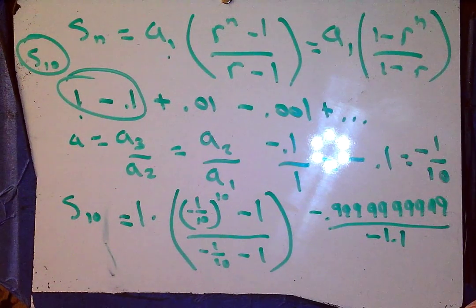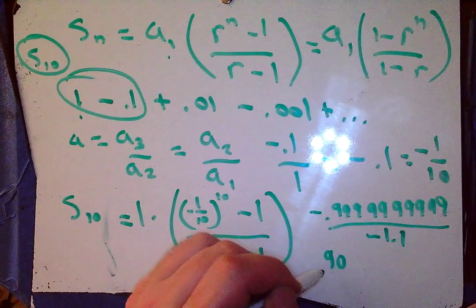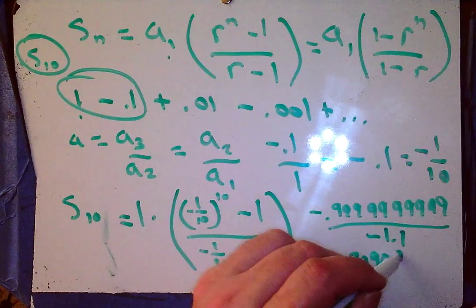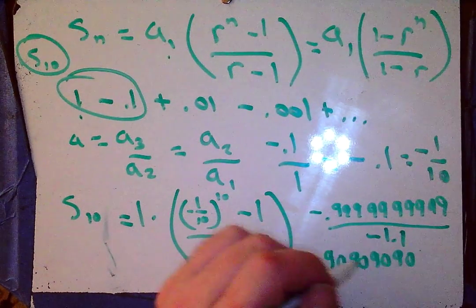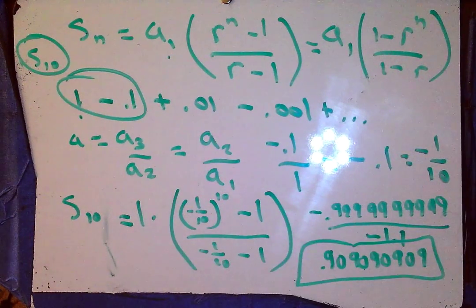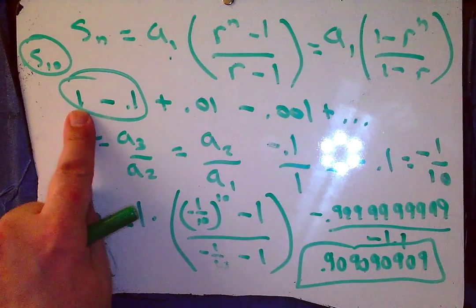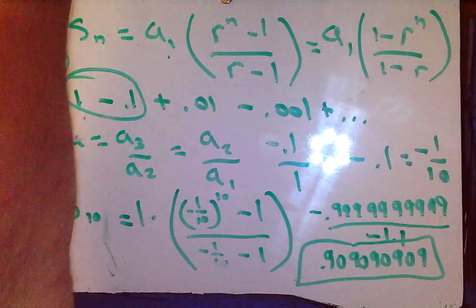So if I do -0.1 to the 10th divided by -1.1, I end up with 90.90, 90, 90, 99. Okay, and as a fraction, doesn't convert. Okay, so that's my sum, the sum of the first 10 terms. Positive. The signs are alternating, but the biggest value is positive, so my answer is positive.